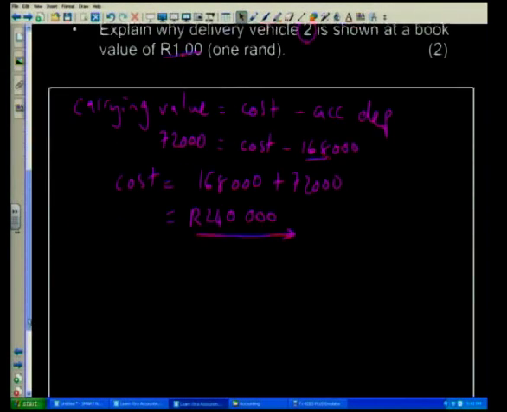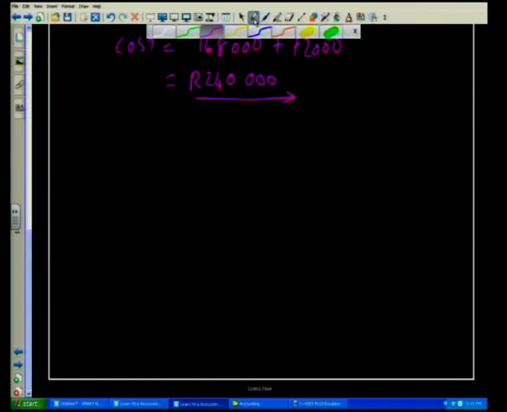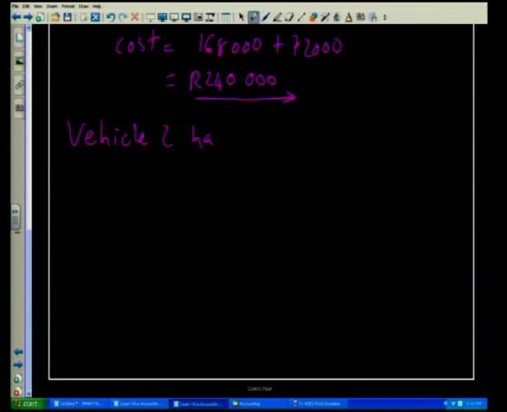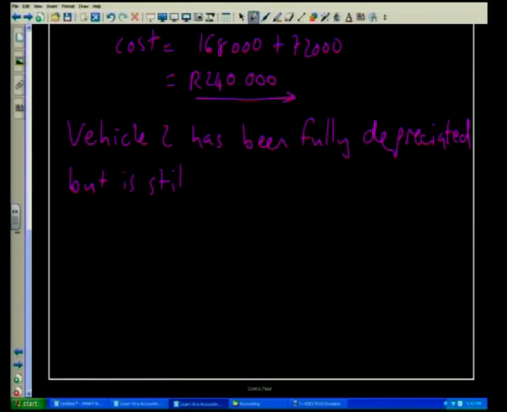for this question, it's the second part, Vehicle 2 has been fully depreciated but is still in use. Remember, if it wasn't in use anymore, we would not include it in the fixed assets register, and we would make an entry in our asset disposal account to get rid of it if we're no longer using it.